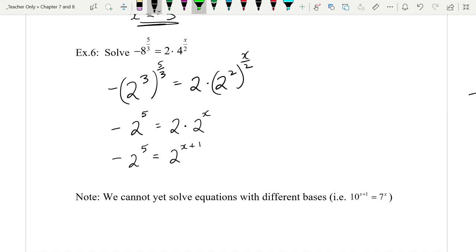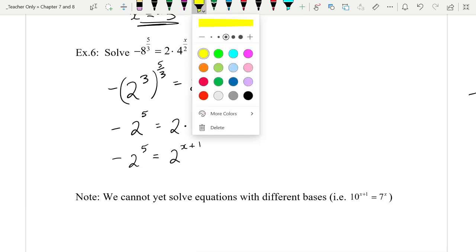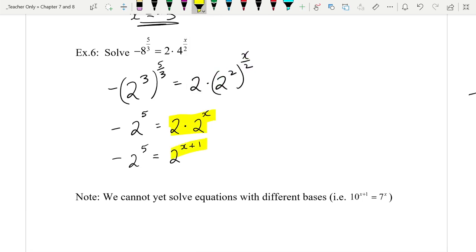Does everybody get how this became that? Because remember, 2 means 2 to the power of 1. And what do you do with those two exponents? You add them. Okay, so if that makes sense to you, where do we go from here? Can we make a therefore statement and move on and say 5 is equal to x plus 1?